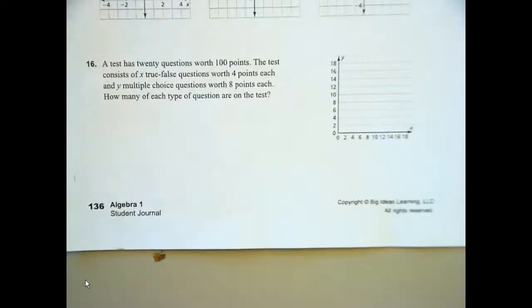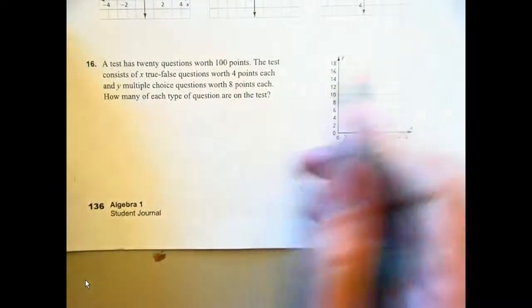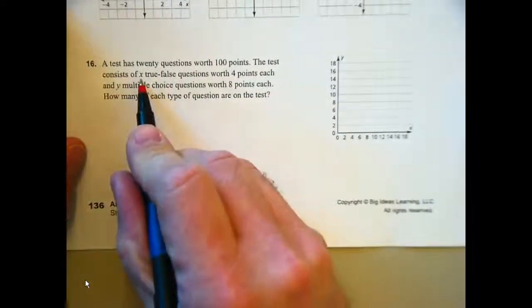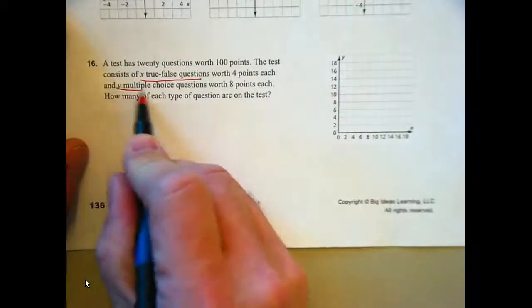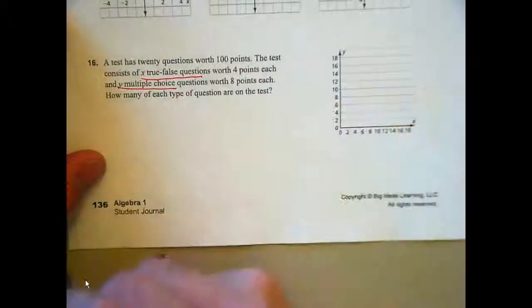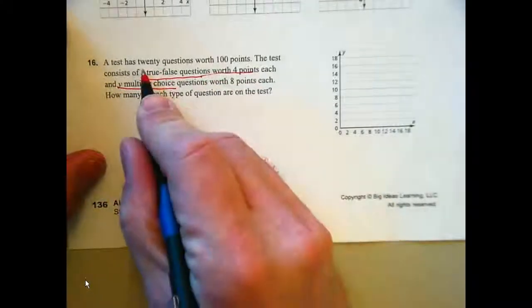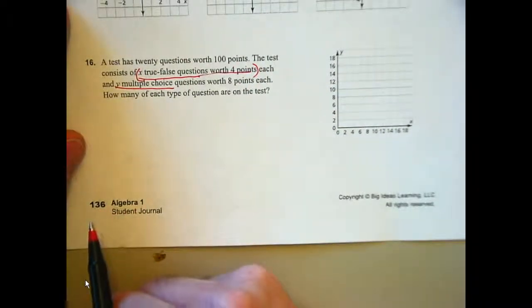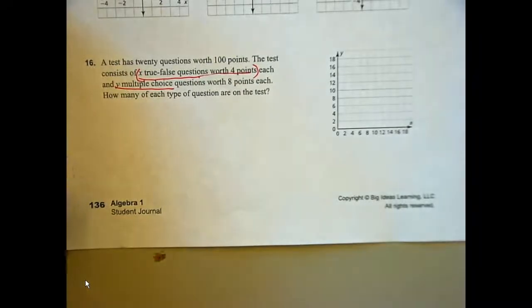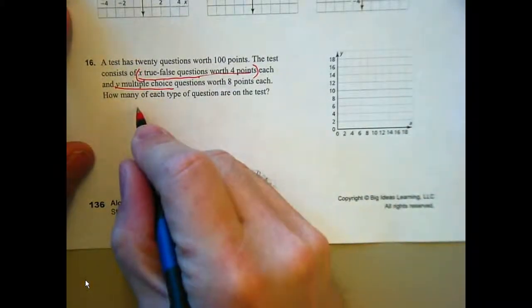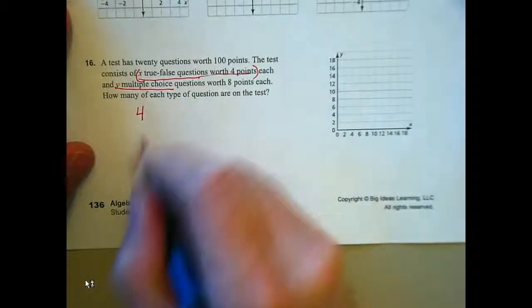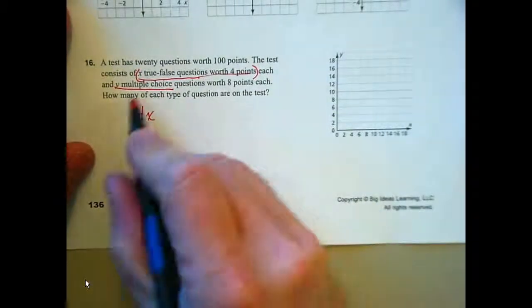Okay, test has 20 questions worth 100 points. Test consists of X true-false and Y multiple choice. So, X true-false are worth 4 points. If I have 1 true-false question, how many points is it? 4. If I have 2 true-false, how many? Okay, so what am I doing there? 4 times X.